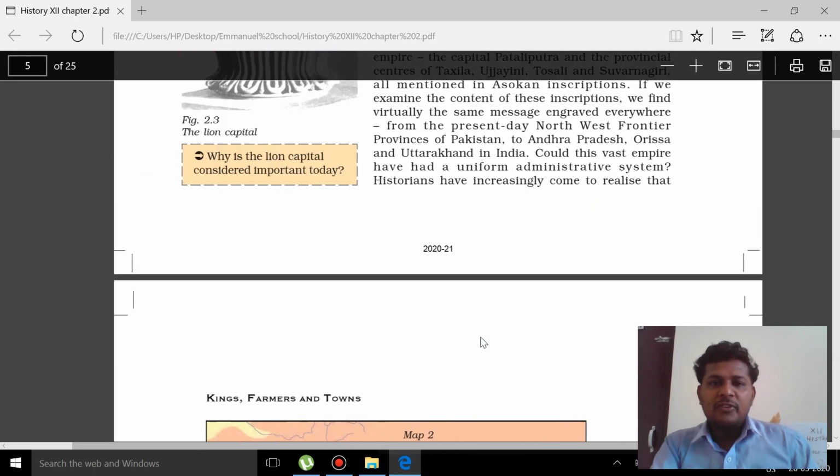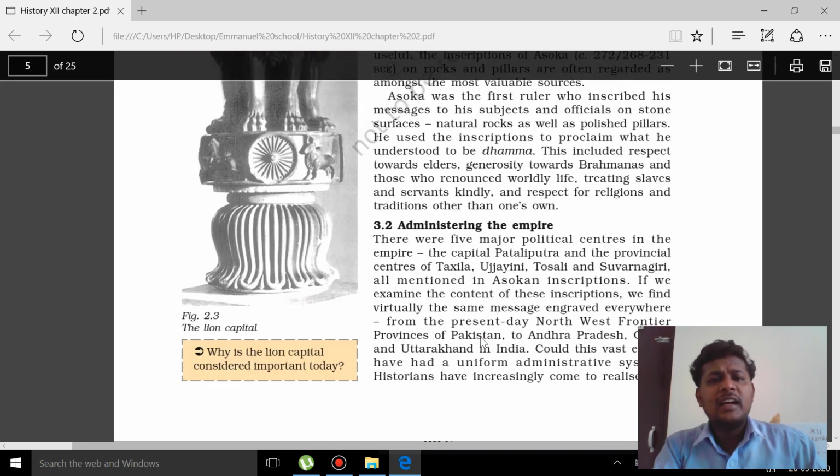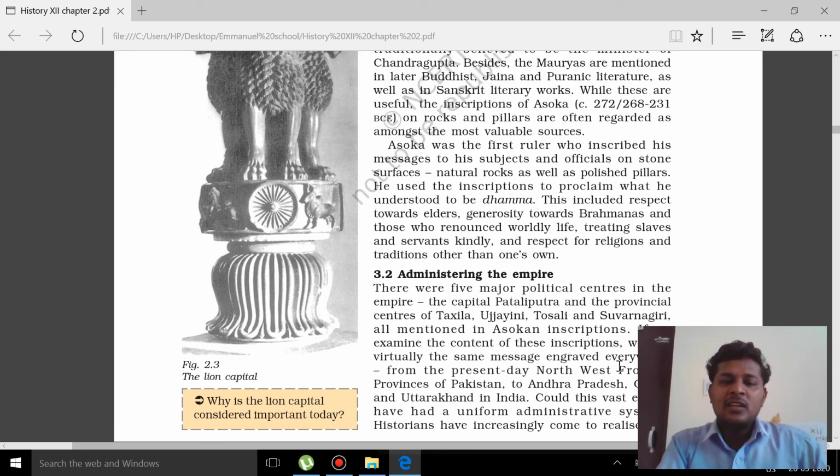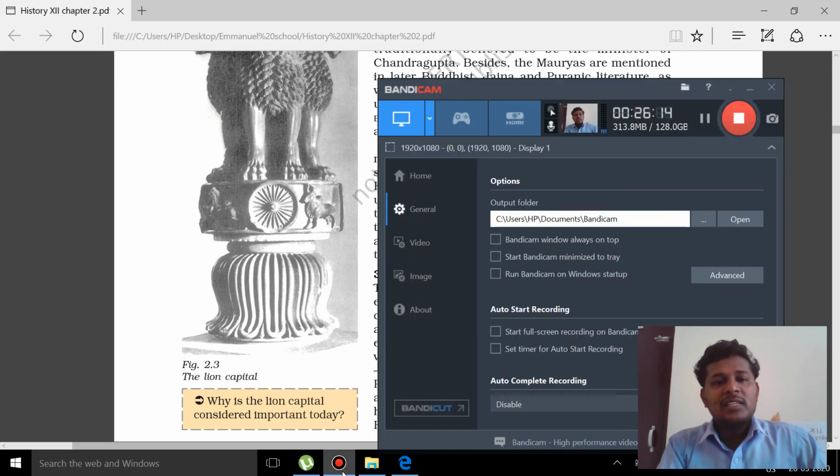So that's all for today, and we have done another very important topic, speaking about the early empire, that is the Mauryan Empire. So all of you, please take the notes and study well.